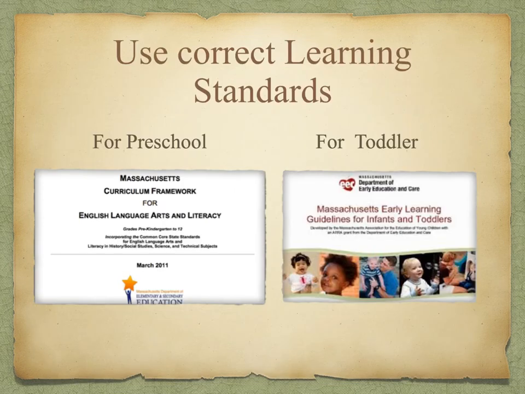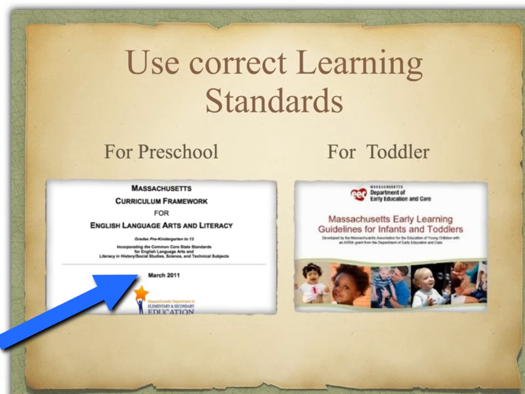The most common error is that students don't select the correct learning standard. In the Language Samples Resource folder, I've included these documents. Make sure for the preschool child that you select the document with this cover, the Massachusetts Curriculum Framework for English Language Arts and Literacy. And when you're looking at the toddlers to make recommendations, you will choose the Massachusetts Early Learning Guidelines for Infants and Toddlers, and it has this cover on it.